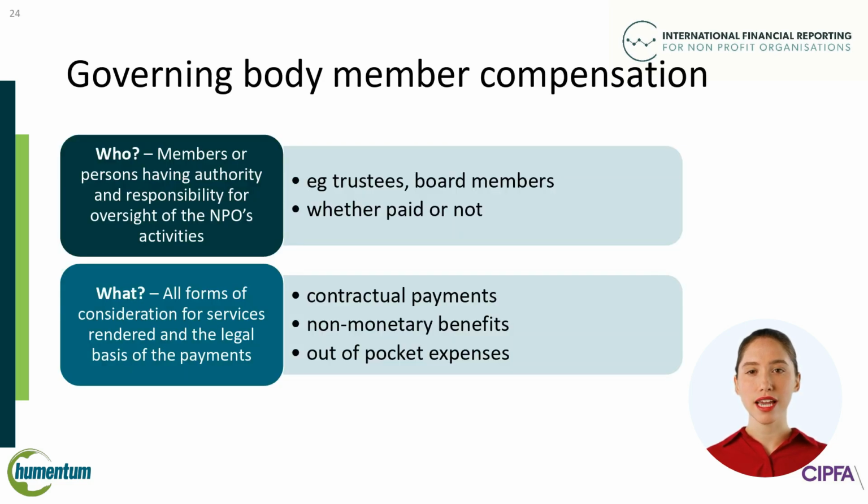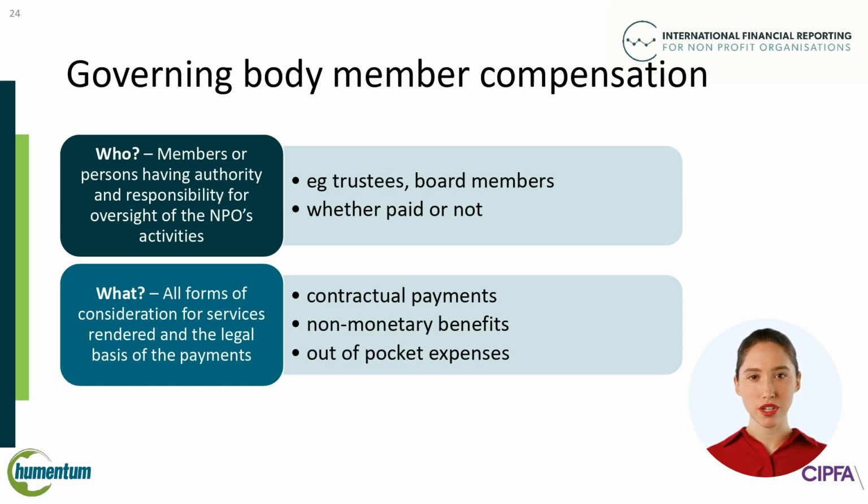When considering related party transactions, a small number of changes are proposed to the disclosure requirements, and the types of transactions have been broadened to include grants and donations. A new requirement is proposed to disclose compensation to governing body members. Governing body members are individuals that have responsibility for oversight of the NPO's activities, whether or not they are paid. These persons might also be described as trustees or board members.